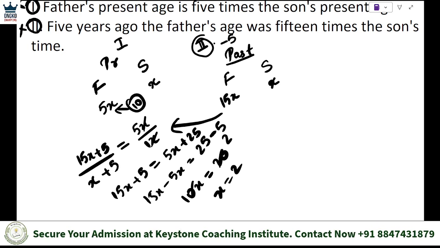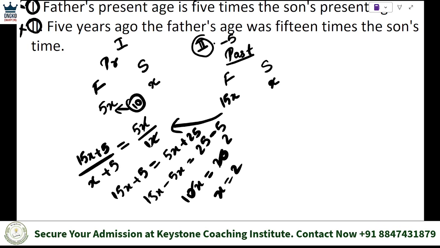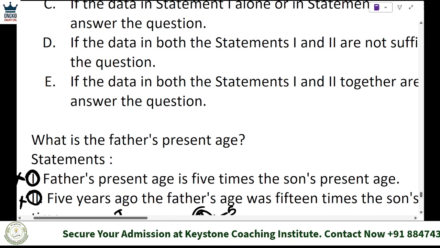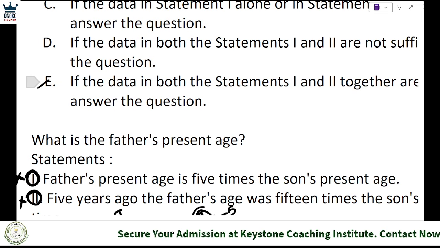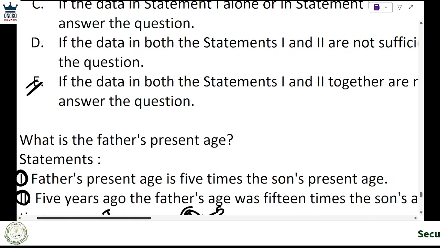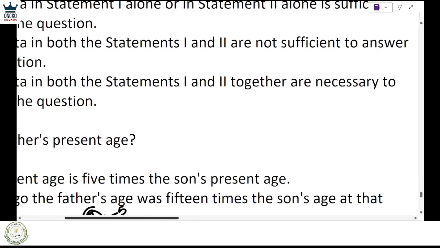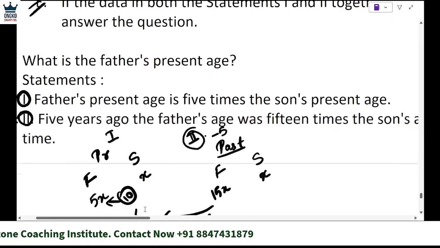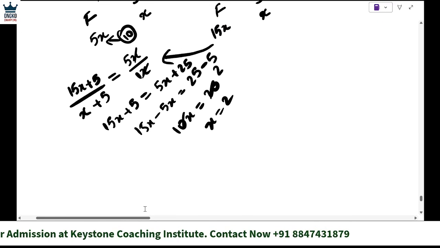The question is like this, but still we're getting the answer. Yes, so the answer is that both 1 and 2 follow. So here option E will be the answer: if the data in both these statements 1 and 2 together are necessary to answer the question. So this was a nice question, right?